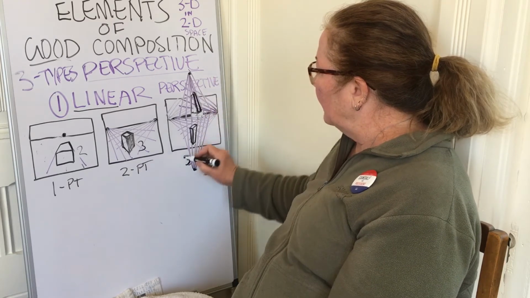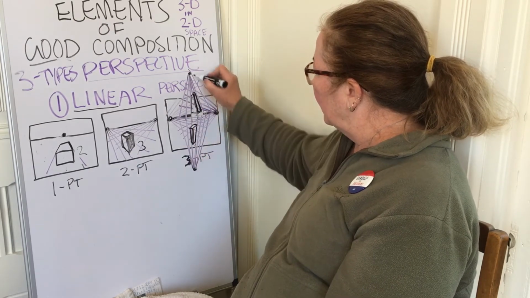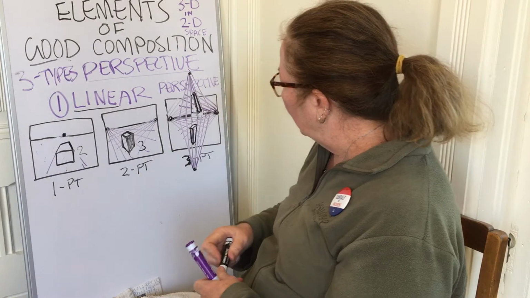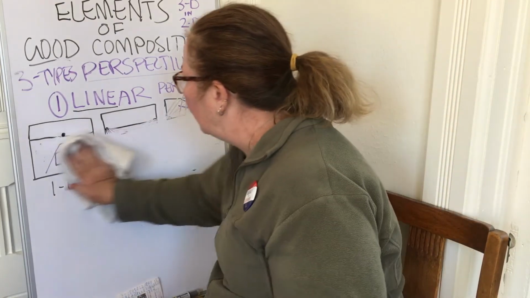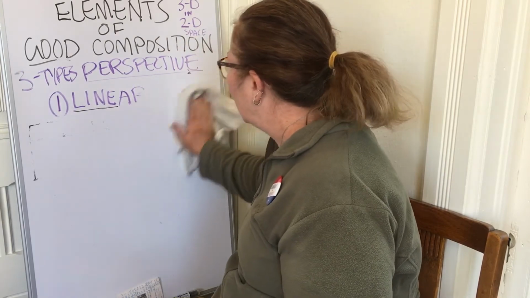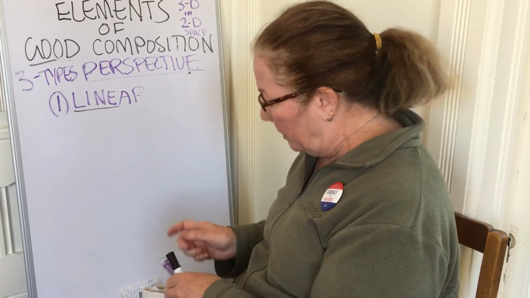So that's 3-point perspective. You're using 3 points, either the 3rd point's down low or up high. So you can see how different they can look. So that's linear perspective, 1, 2, and 3-point linear perspective. Now the second one is called intellectual perspective.